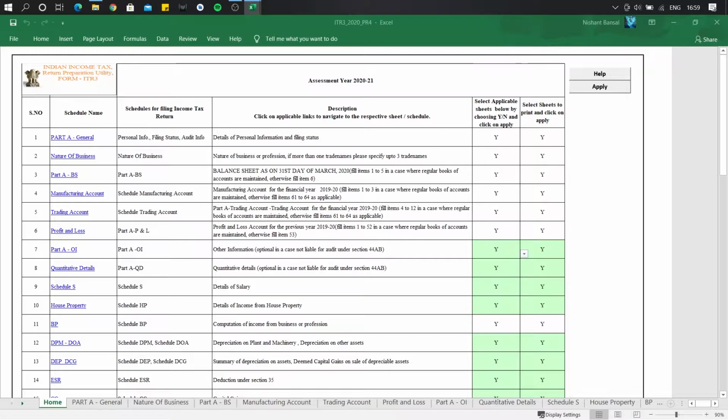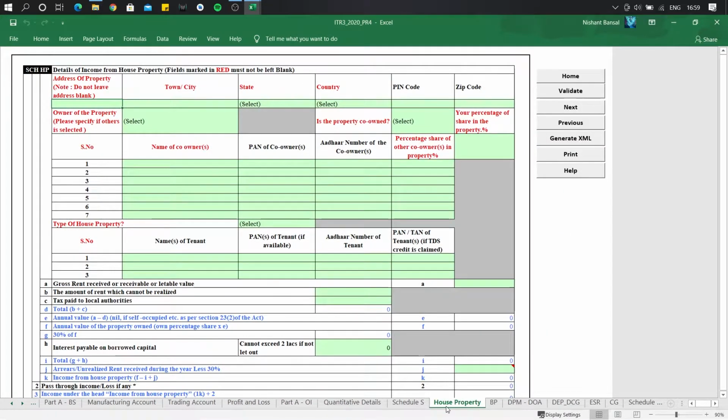All right. So you all can see that income details of the house property is given along with the details of the tenant. So let's jump over to the tab of house property. Yeah. So you all can see that address is given, share in the property is given, owner, the details regarding the owner, the type of house property along with the tenant, and the income details of the house property is given. So we'll start by filling them on this Excel utility.